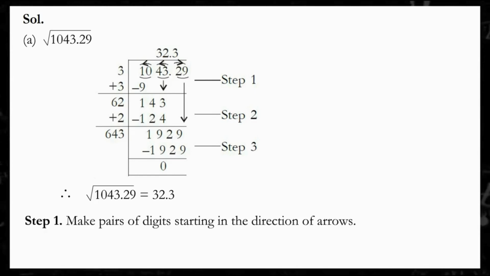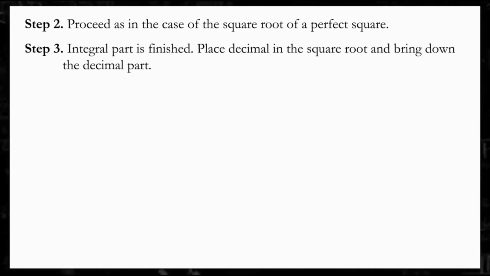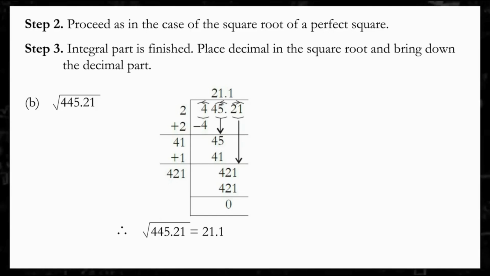Step 1. Make pairs of digits starting in the direction of arrows. Step 2. Proceed as in the case of the square root of a perfect square. Step 3. Integral part is finished. Place decimal in the square root and bring down the decimal part. B. Under root 445.21. This is shown as follows. Therefore, square root of 445.21 is equal to 21.1.